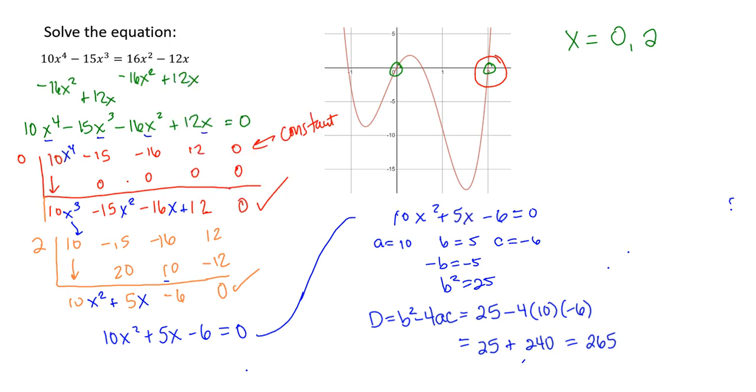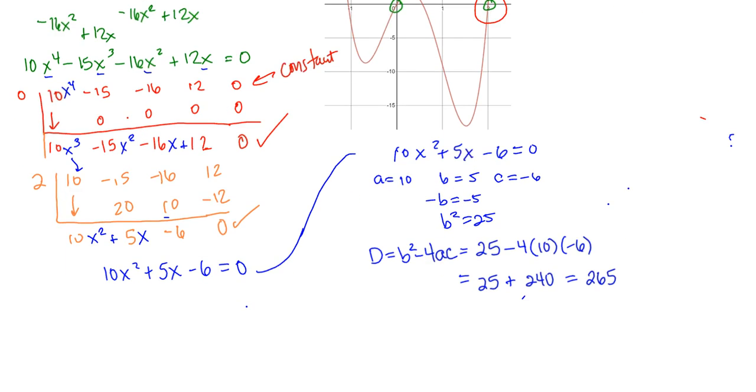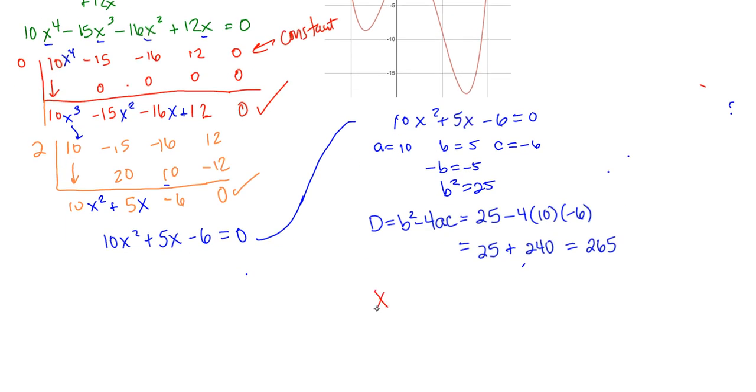Forget I was supposed to be talking to you guys. Just kidding, I would never forget. X equals -5 plus or minus square root of 265 over 2 times 10.